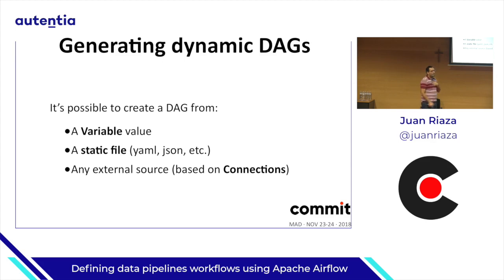In the case of Idealista, we have a unique Python file, and then we read a bunch of YAML files, which defines all the necessary data for each source or system that we need to process. But it could be an external source based on connections. You could call a MySQL database to check what needs to be run and generate a DAG on the fly.